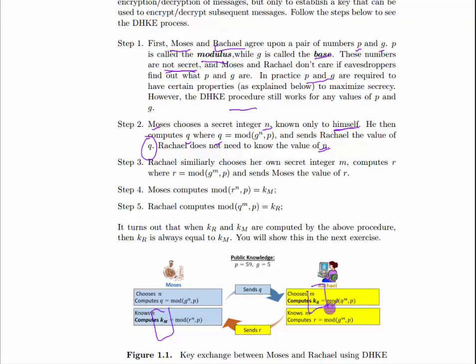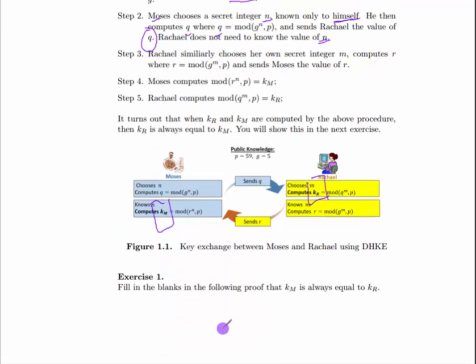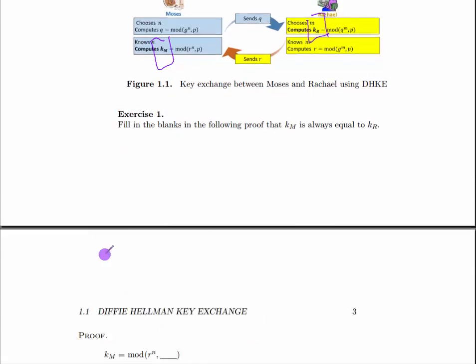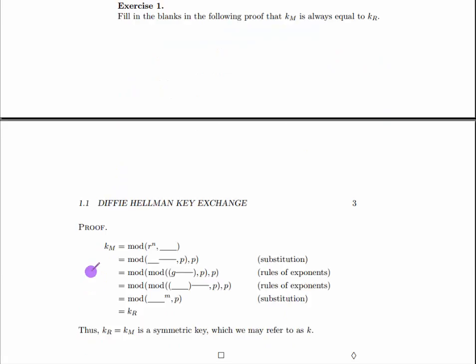All right, now what's the relation between km and kr? In fact, they turn out to be the very same number. And that's what this exercise is all about here. And you're asked to fill in the blanks to show that, in fact, this km that Moses computes is the same as the kr that Rachel computes.